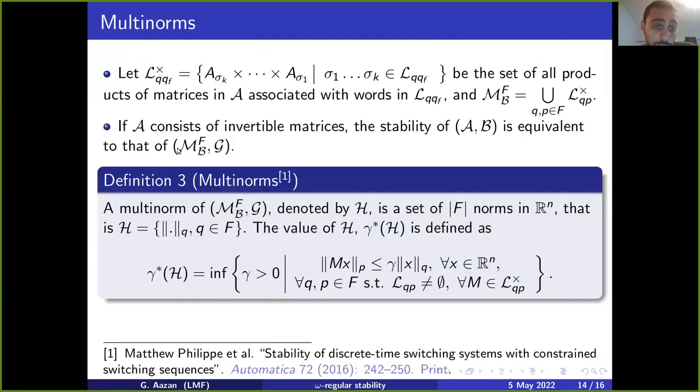Since we evoked the constraint system, a constraint system consists of a labeled graph and a set of matrices. So we form a constraint system. And now we use a result in a paper of Matthew Philippe and his co-authors about multinorms. A multinorm of a constraint system is a set of cardinality of F norms acting on the Euclidean space. And the value of a multinorm can be seen as the least value of gamma such that this inequality holds when P and Q are in F.